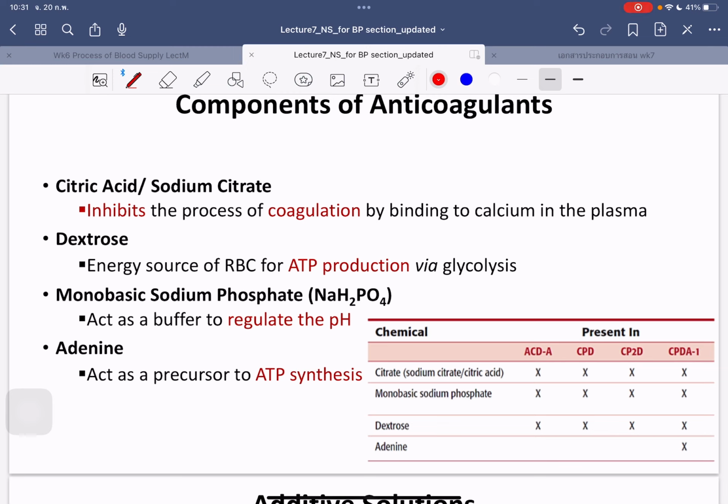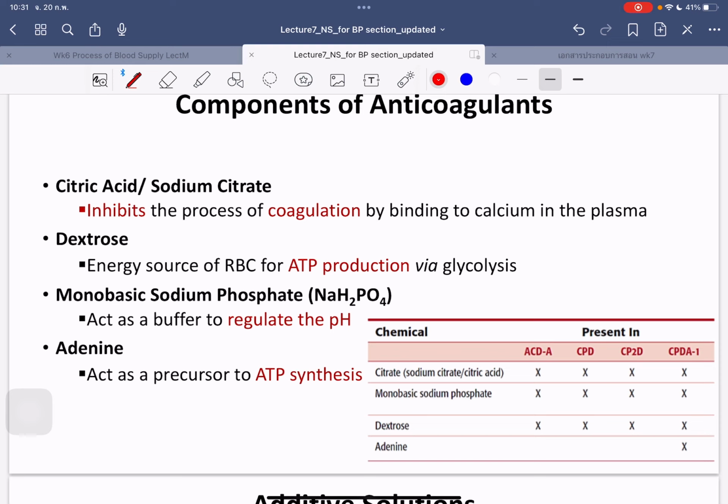The second one is dextrose. When you see dextrose, you understand that this is sugar, so the cell can receive it as the source for ATP. And the third one is monobasic sodium phosphate, or in other words, sodium dihydrogen phosphate. This is used for pH stability.